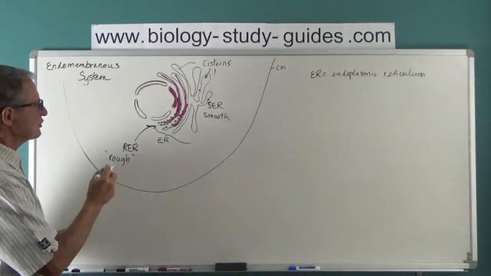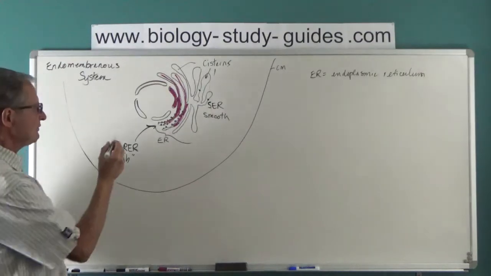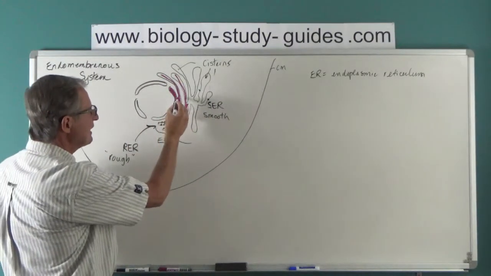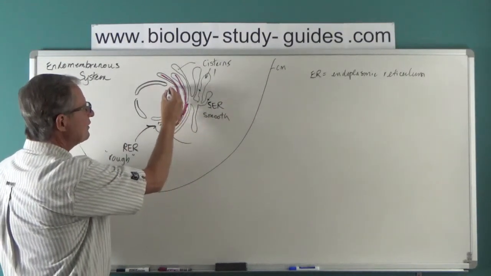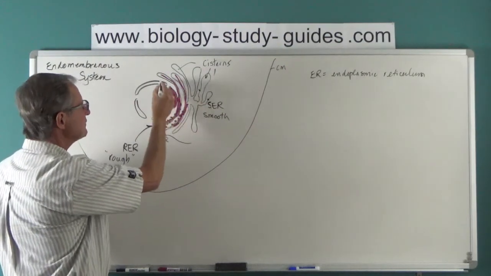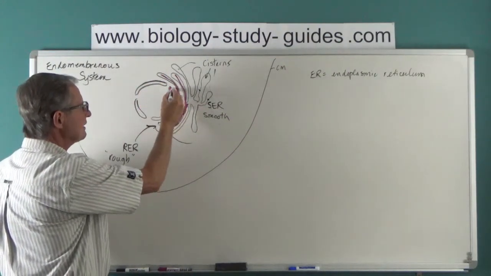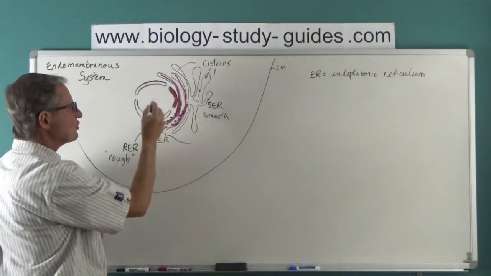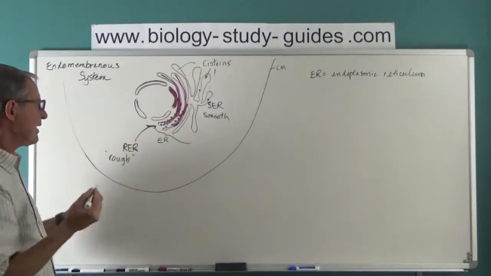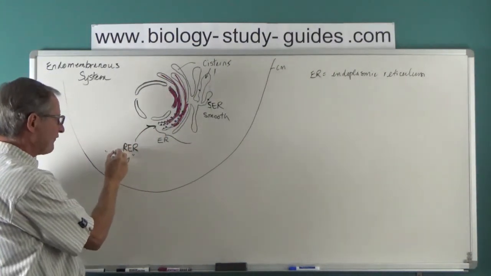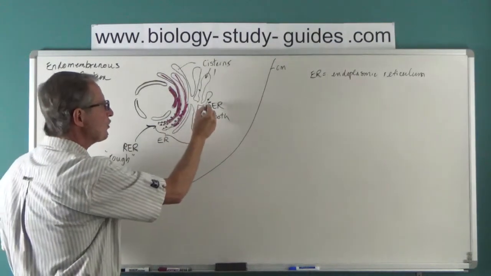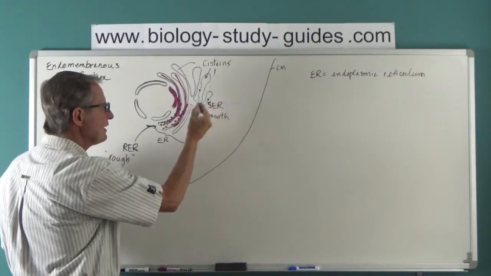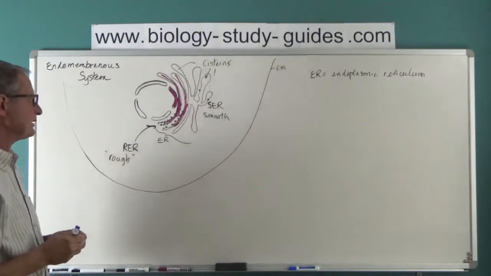This endomembranous system has three domains. The first domain is the outer nuclear membrane, this membrane here. That's the first domain. The second domain is the rough endoplasmic reticulum. And the third domain to this endomembranous system is the smooth endoplasmic reticulum.